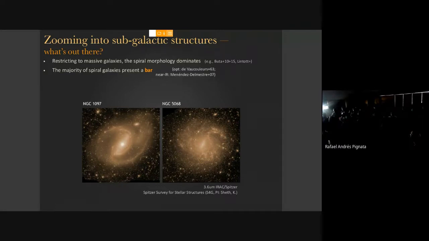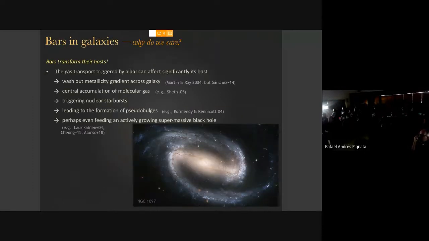So what I want to bring your attention to is what's happening at subgalactic scales in galaxies, but not just any structure. I'm looking at the structures that we most often find in galaxies. When you think of a galaxy, usually there's a bulge or spheroid, there's a disk. Bars are very common. So these are the kind of structures that I'm concentrating on in this talk. These are just two examples of two massive galaxies with a strong and not so strong bar.